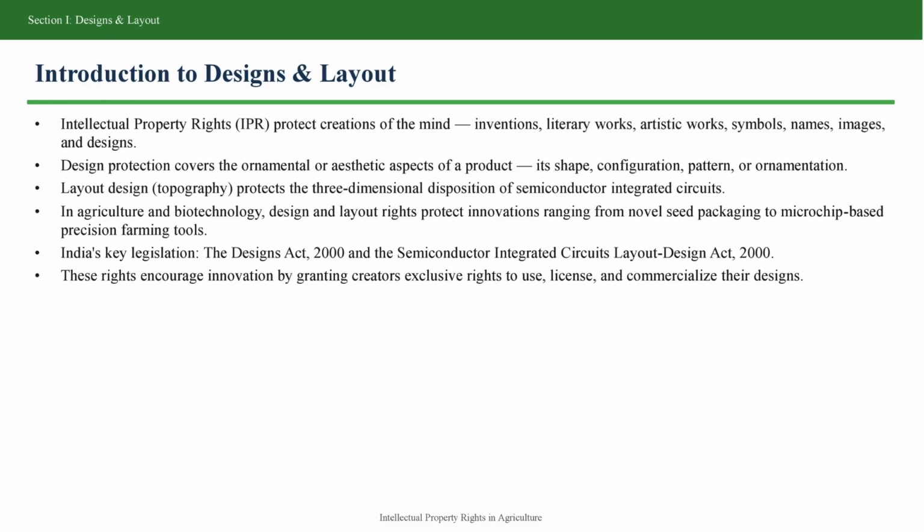Let's begin with understanding Introduction to Designs and Layout. The first point here says, intellectual property rights, IPR, protect creations of the mind: inventions, literary works, artistic works, symbols, names, images, and designs. So IPR is really an umbrella term, and design is just one branch under that umbrella. Moving to the next point, design protection covers the ornamental or aesthetic aspects of a product: its shape, configuration, pattern, or ornamentation. So notice the word aesthetic here. This is the key idea we'll keep coming back to.